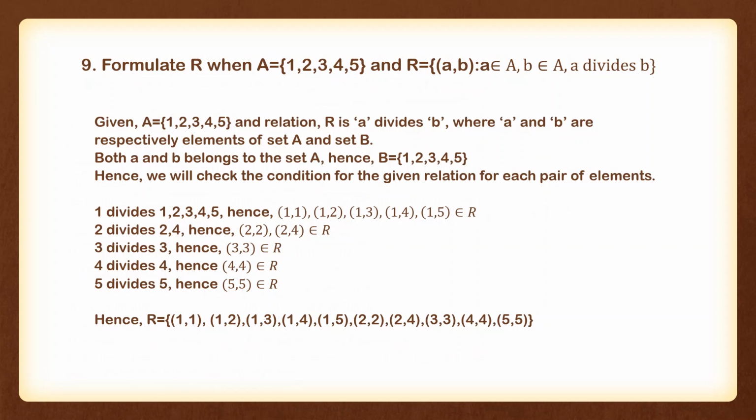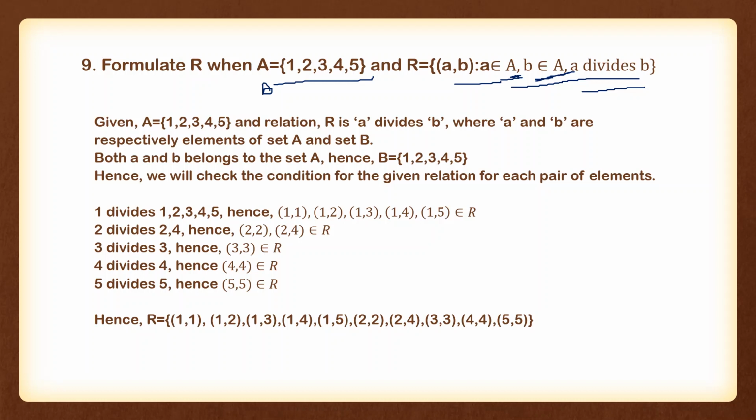Formulate R where A equals 1 2 3 4 5 and R equals AB, such that A belongs to A and B belongs to A. See, here A also belongs to set A and B also belongs to set A. That means the given set A will be equal to set B also. And the next condition is A divides B. A divides B is the thing, and the twist was here that A and B both belong to A.